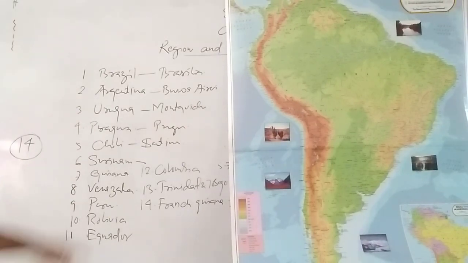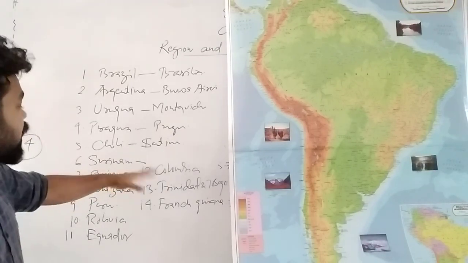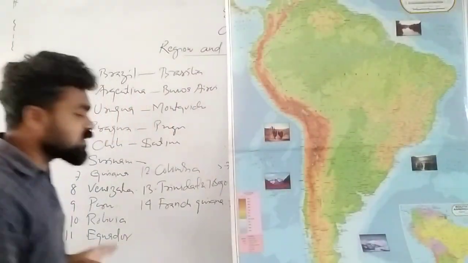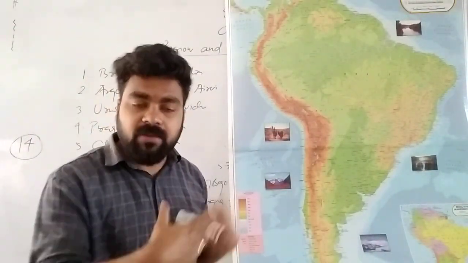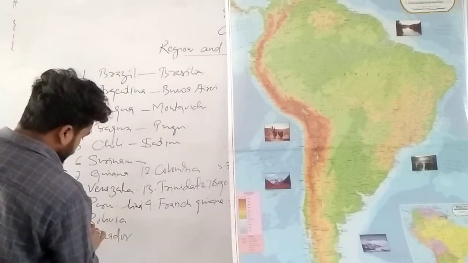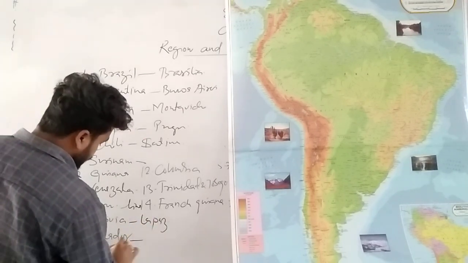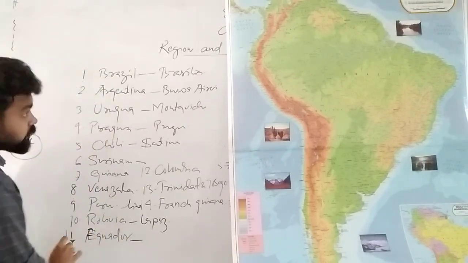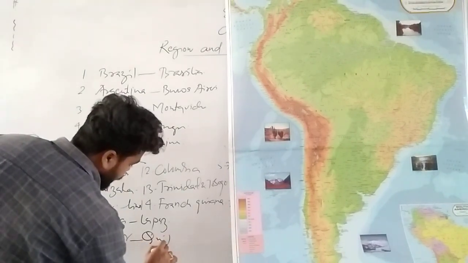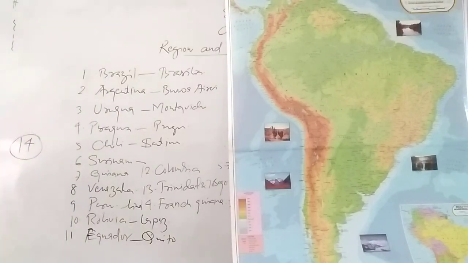Colombia, Bogota. Trinidad and Tobago, Trinidad Islands. Suriname, Venezuela, Caracas. Guyana, then what is the capital? Georgetown. Yes. It is difficult to remember all the capitals, but time by time it will be remembered. You try to remember. Then Peru, Lima. Bolivia, La Paz. Ecuador, what is the capital of Ecuador? Quito. Sometimes I also forget. Sorry for it, I apologize.